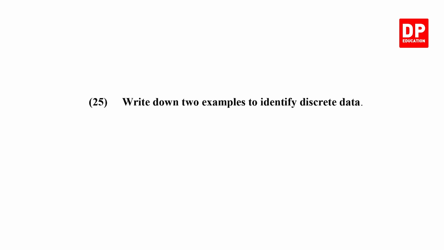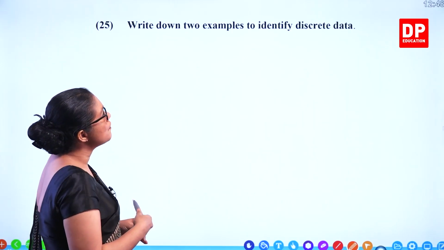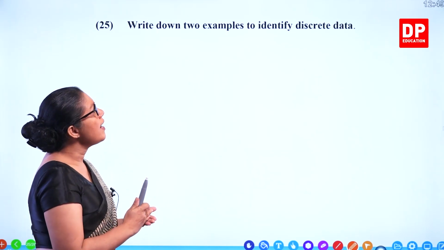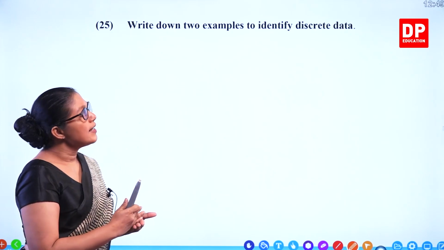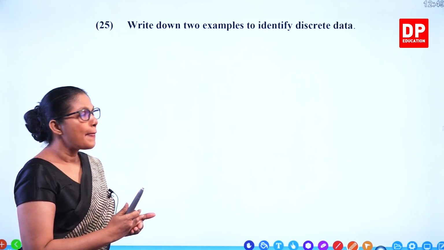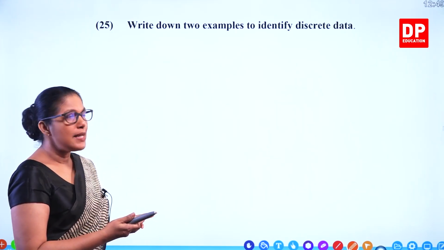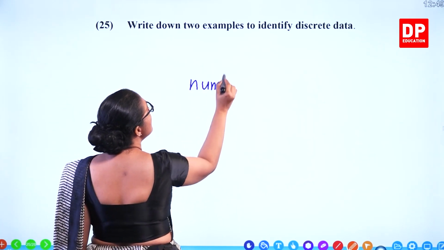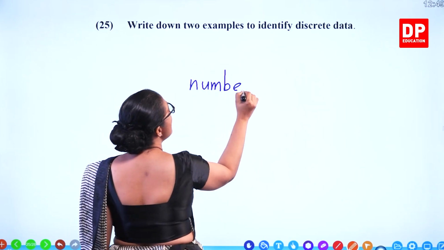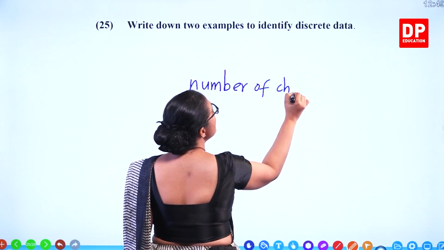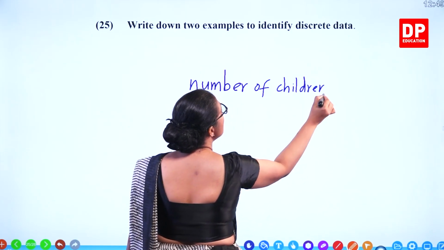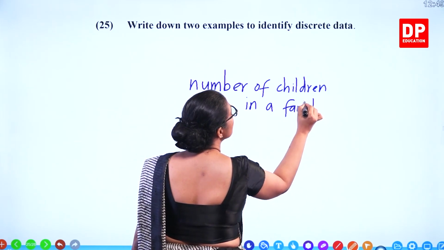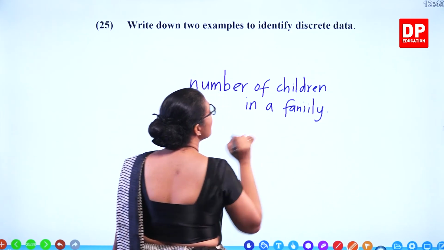Question number 25. Write down 2 examples to identify discrete data. So discrete means you can count. You can get certain numbers. Number of children in a family. You can count. So that's discrete. So you can write whatever discrete. 2 examples you have to give. Number of children in a family.